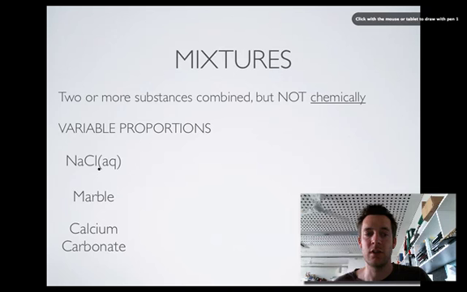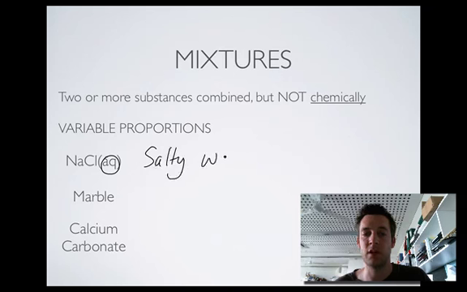So here is sodium chloride solution. That's what this symbol means. It means the sodium chloride is dissolved in water, or salty water. Now I can make salty water very salty, or I can make it not very salty. It will always be sodium chloride dissolved in water, but I can mix it in whatever proportions I like. Marble and calcium carbonate, they're two substances that you may have used in chemical experiments up until now.